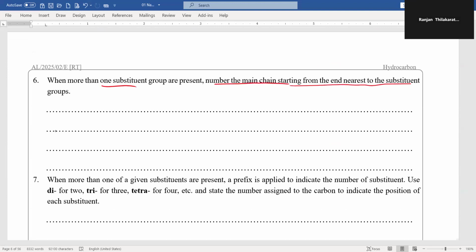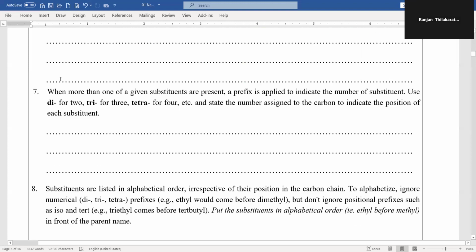Next one, when more than one substituent group is present, number the main chain starting from the end nearest to the substituent. Again, if you have CH3, CH2, when more than one substituent group is present, number the main chain starting from the end nearest to the substituent which is named first.